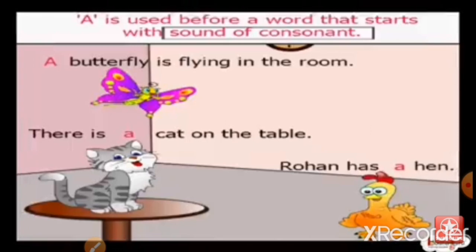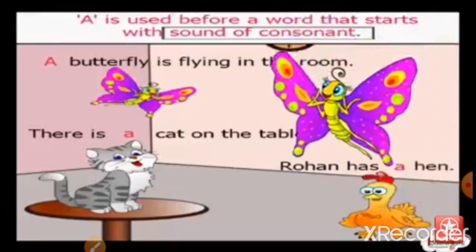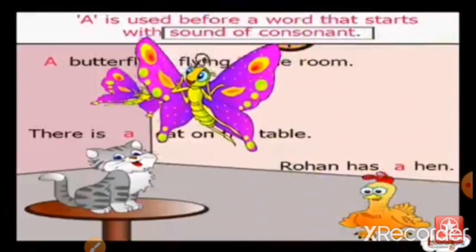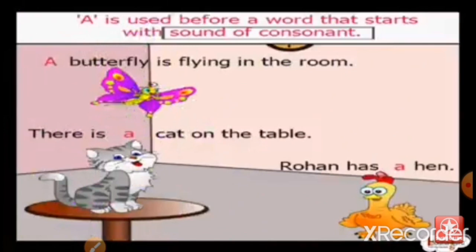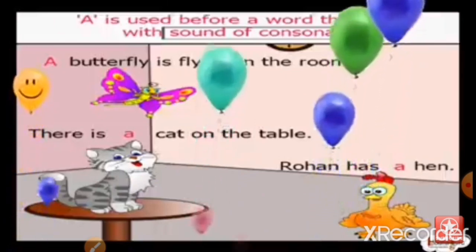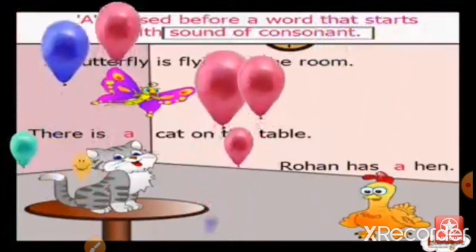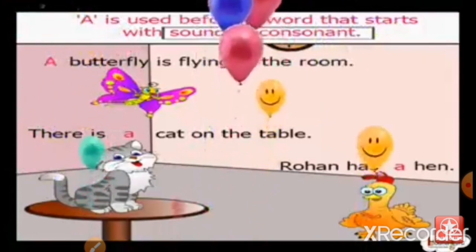A is used before a word that starts with the sound of a consonant. A butterfly is flying in the room. There is a cat on the table. Rohan has a hen. So these are also the different consonants. And before the consonant, children, what do we have to use?